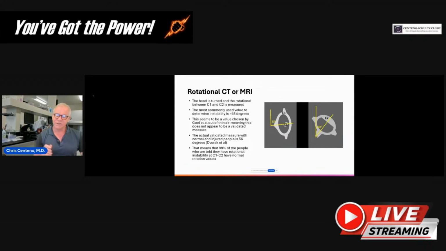So just realize that you have to have a lot of rotation between C1 and C2 based on the existing research to be unstable. And 99% of the people that are told they are unstable based on rotational CT or MRI don't meet that criteria.